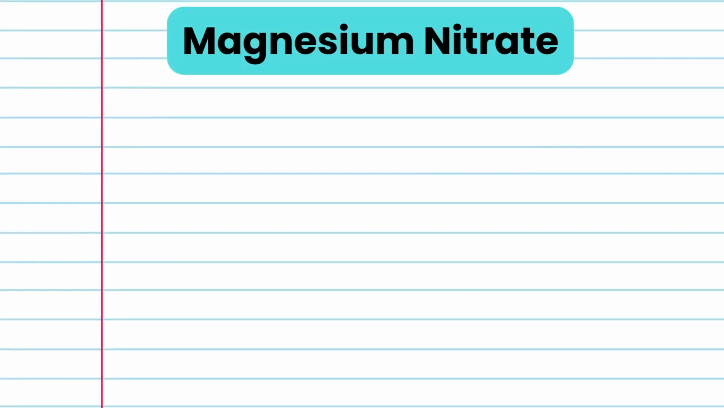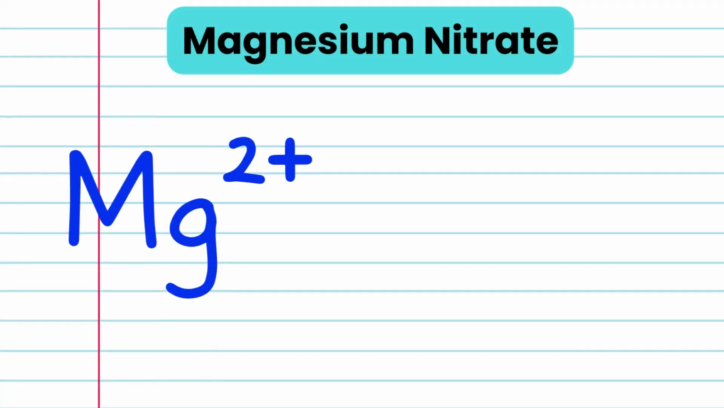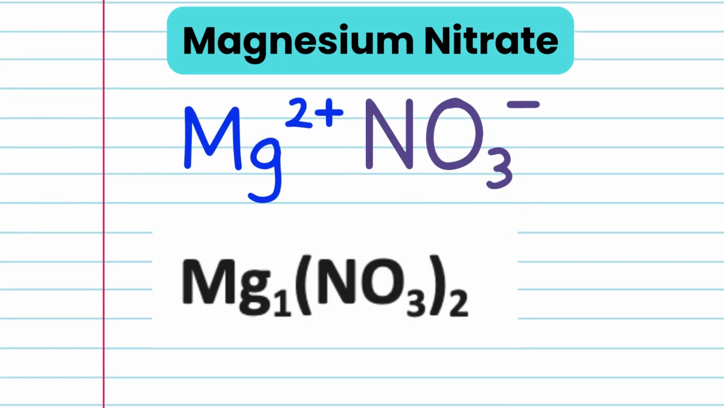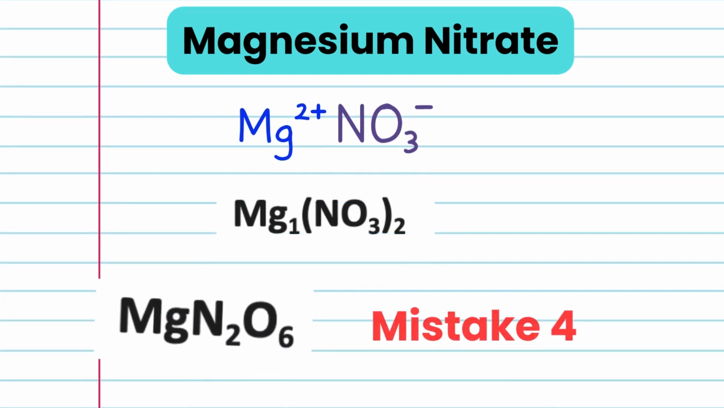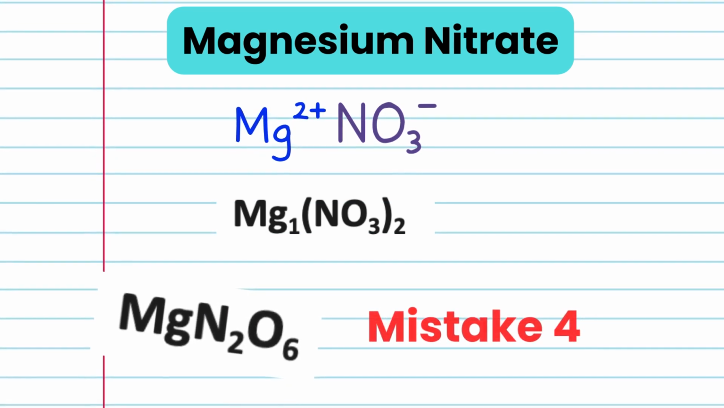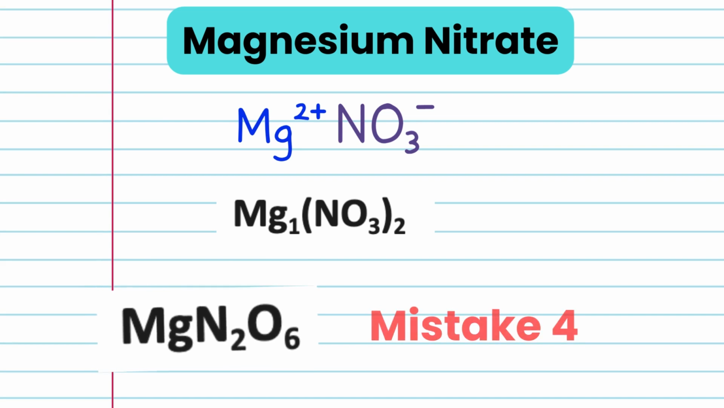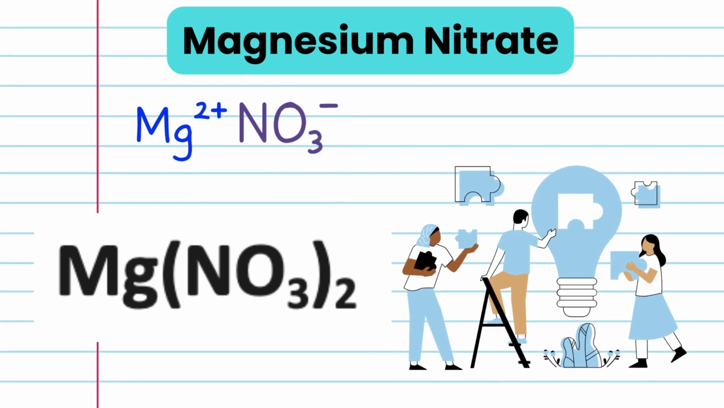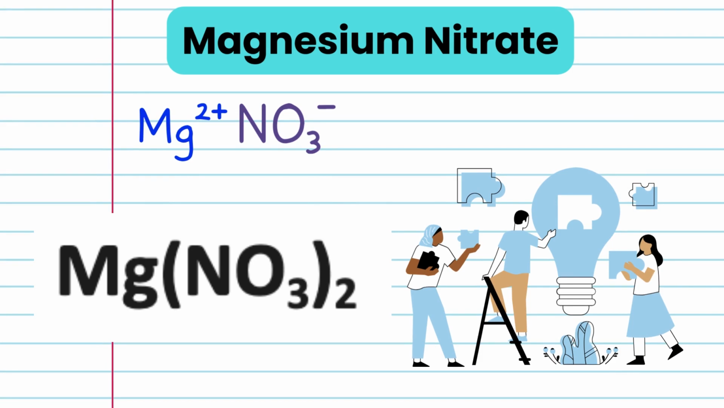Let us write the formula for magnesium nitrate. Magnesium is 2 plus because it's from family 2 with 2 valence electrons. Nitrate is 1 minus. So criss-cross, we get Mg1NO3 2. Some students convert this to MgN2O6, and that is incorrect. NO3 1 minus is a polyatomic ion and needs to be kept together. And if there are 2 nitrate ions, keep them in parentheses with the subscript 2 outside the parenthesis. So the correct formula is Mg, start parenthesis, NO3, close parenthesis, subscript 2.